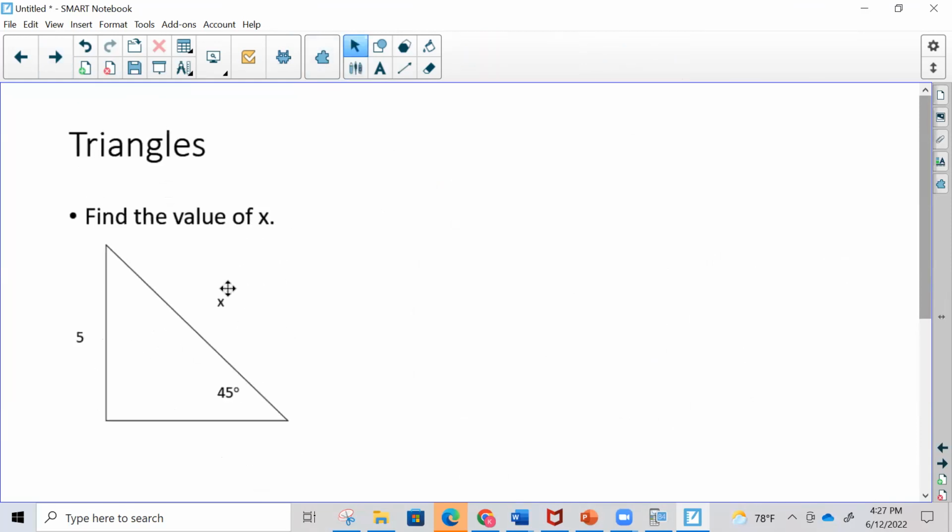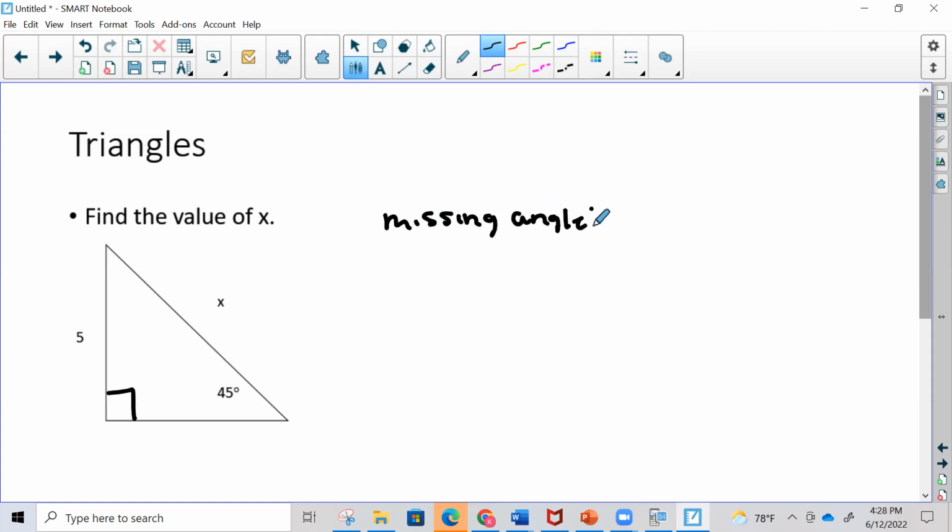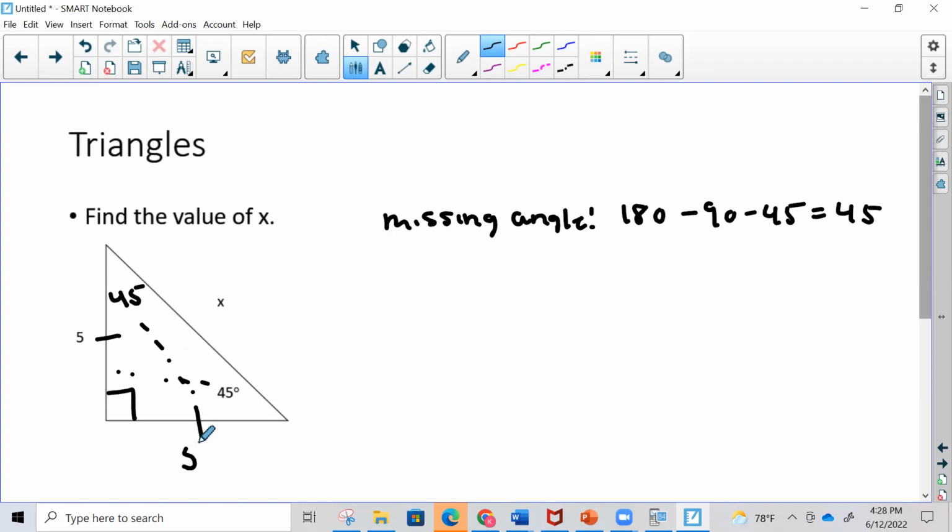Okay, so for one more, find the value of x. So x is here. Now, they told me this angle is 45. We know this angle is 90. We can find this angle by doing 180 minus 90 minus 45, which is going to give us 45. And then because two angles are equal, we know it's isosceles, which means this side and this side are equal, the two sides that are across from the equal angles. And so this is 5.